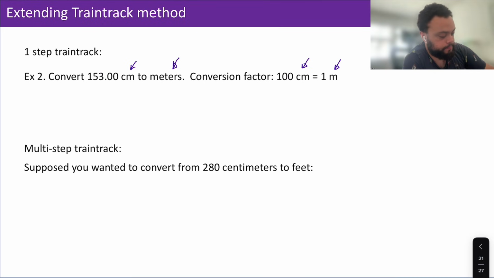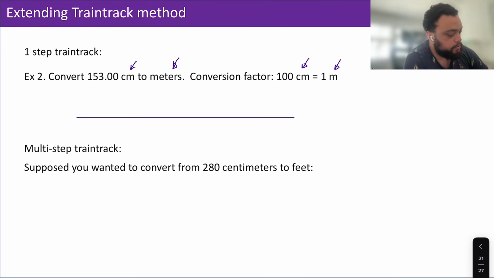Okay, cool. Let's do it. We have 153 centimeters. We're going to put it into meters. So if we make this train track, it's just a simple one-step train track. We'll start with 153 centimeters.